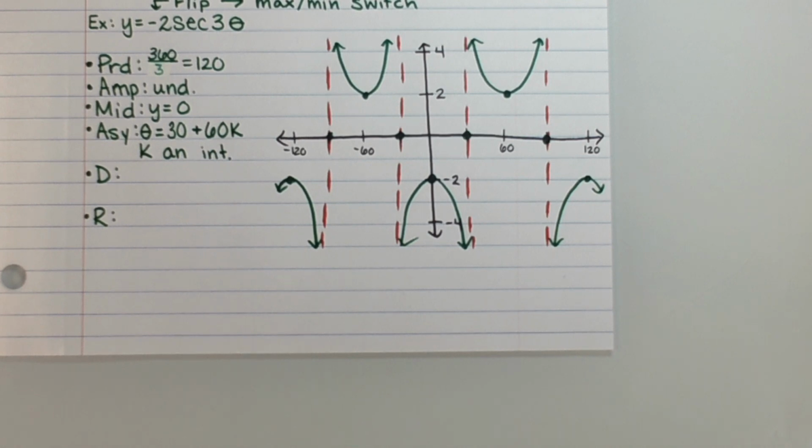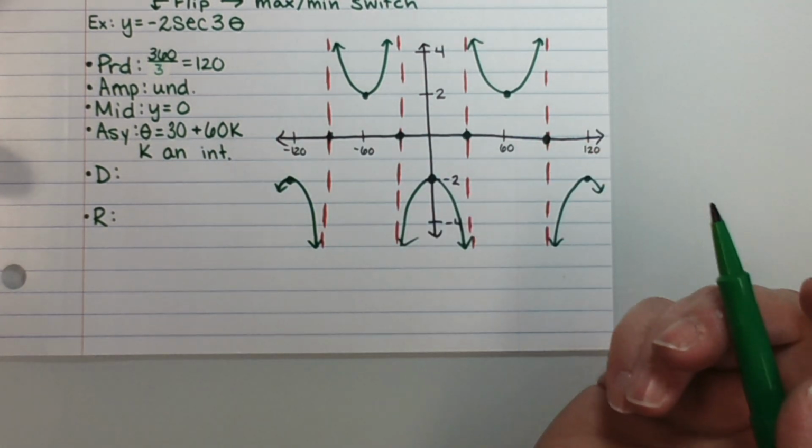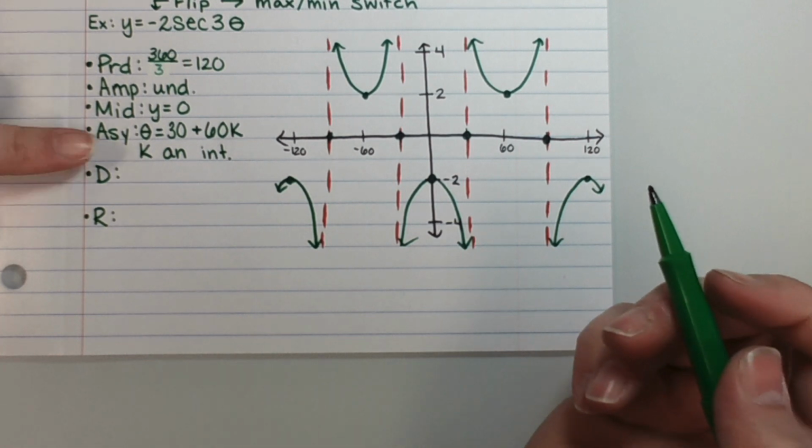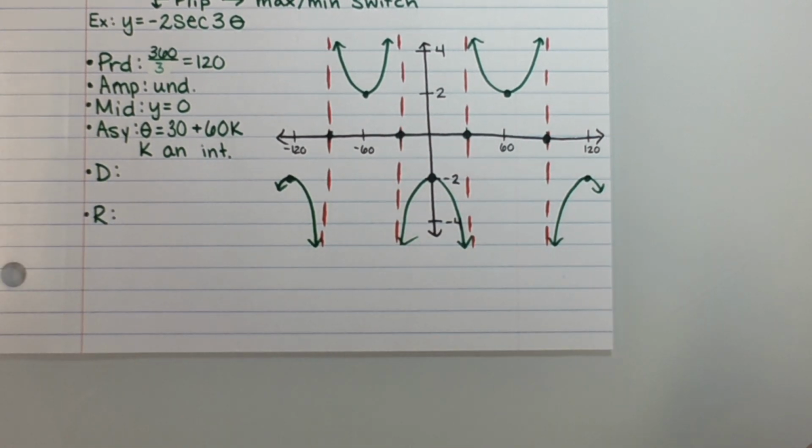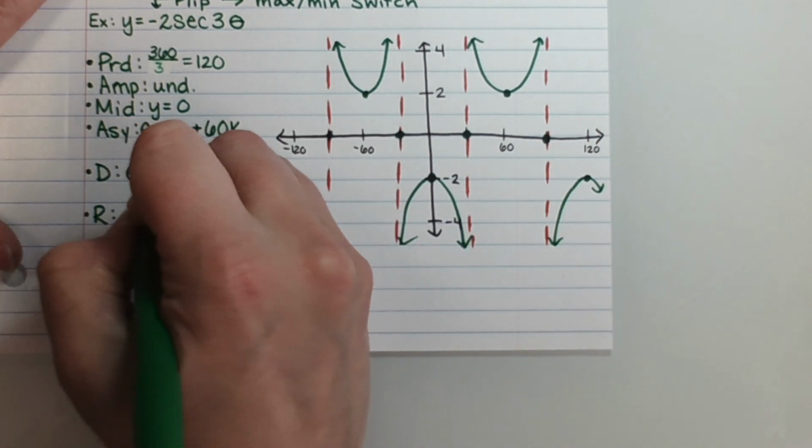Domain is everything except for the asymptotes. So the only thing that changes from asymptotes to domain is domain should say what? Not equal.